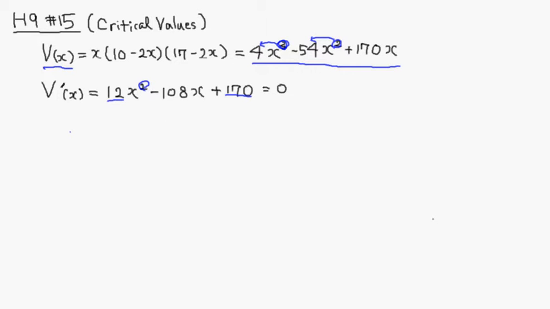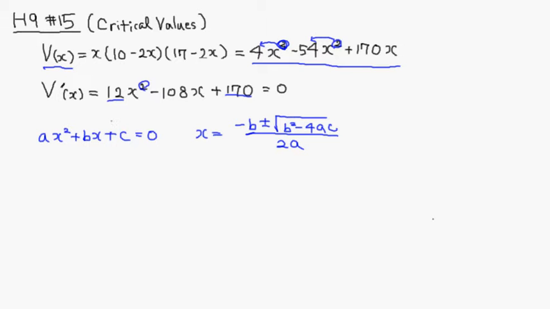Remember that if you have a quadratic equation, say ax squared plus bx plus c equal to 0, then the quadratic formula is x equals negative b plus or minus the square root of b squared minus 4ac, all over 2a. So this is the quadratic formula.